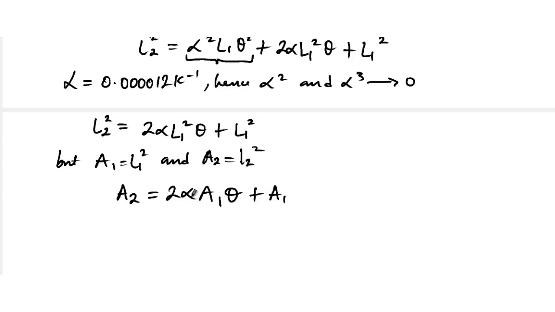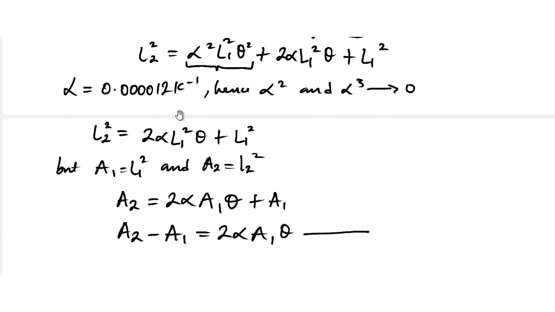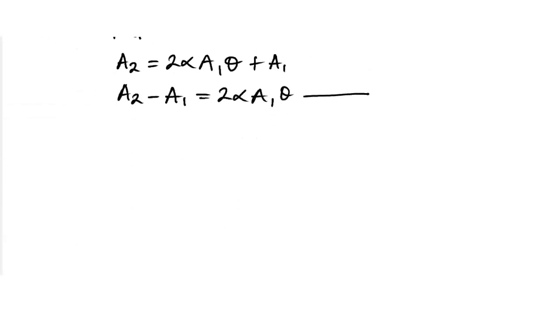All right, so I can bring A1 to this side such that I have A2 minus A1 equal to 2 alpha A1 theta. I don't know if I've named any equation yet. Okay, 4. So let's call this equation 5.